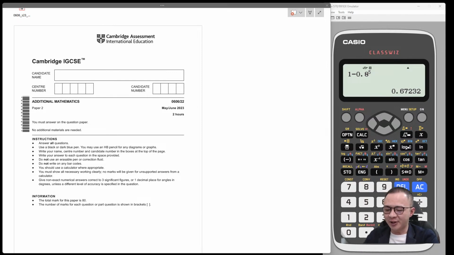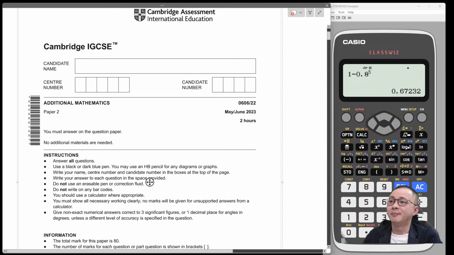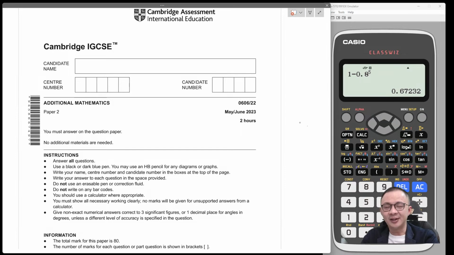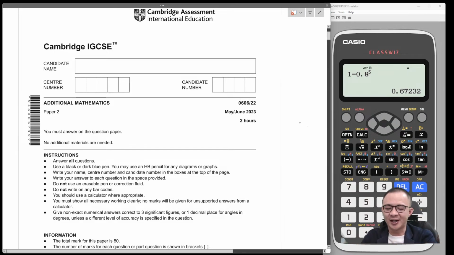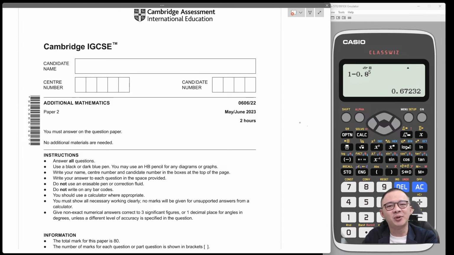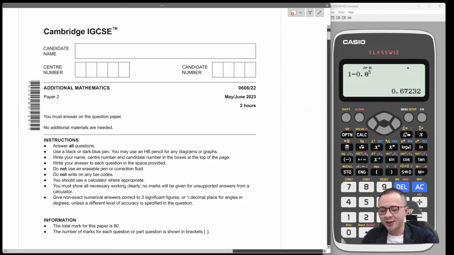Alright, so today we'll discuss this May June 2023 paper. Yeah, let's begin. Last week one student asked me whether I can discuss paper 2 first. Normally I discuss paper 1 first, but in IG, paper 1 and paper 2 are actually not much different. So I think no harm to go for 2 first. Alright, let's begin.